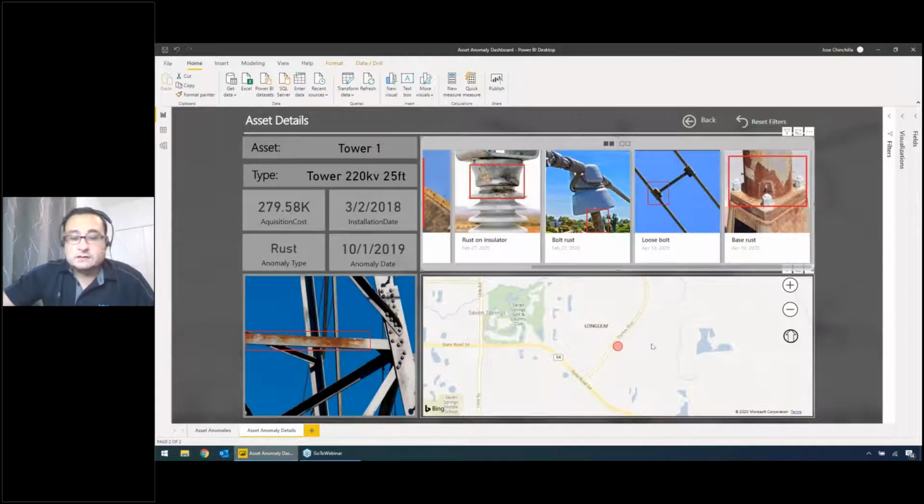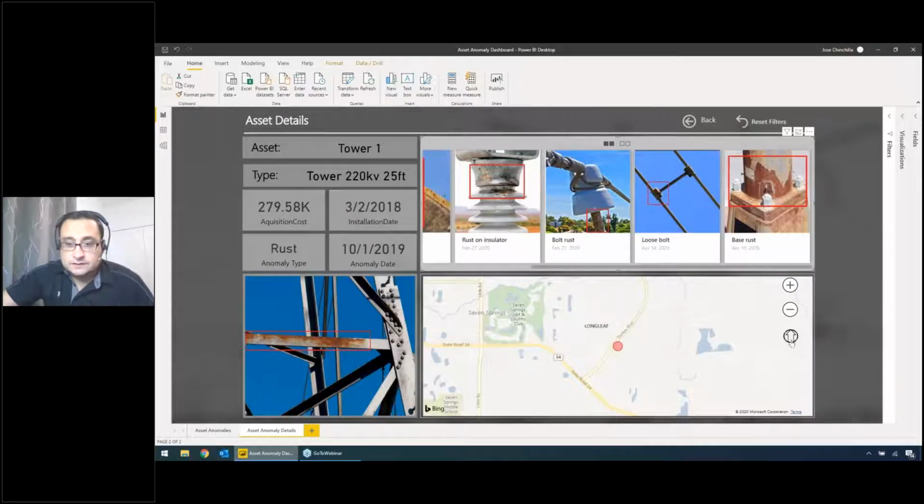As I mentioned, we can look at the geographical information in a map, and we can do more in-depth analysis and actually do perhaps a causal analysis on this asset. Why is this asset rusting so much? So we can look at the images and get a picture of what is happening across this asset and all the components that surround this asset.